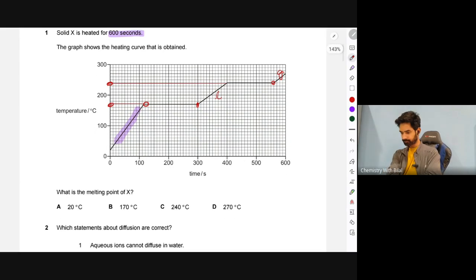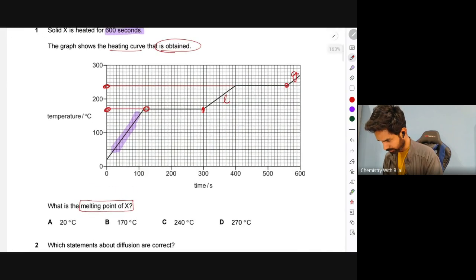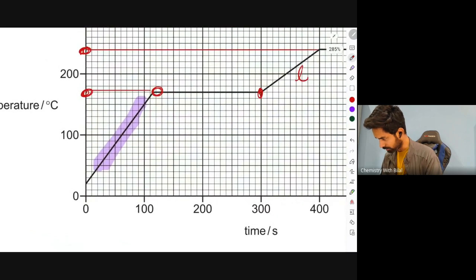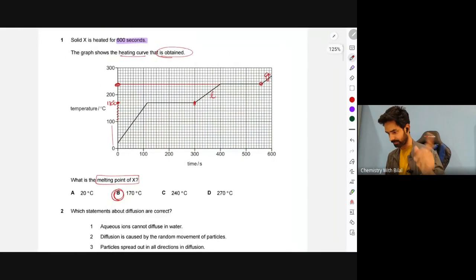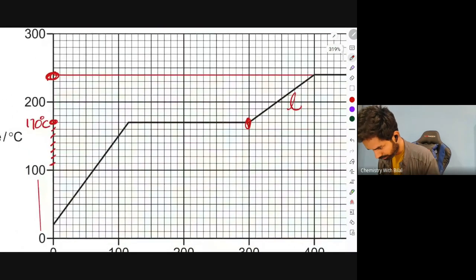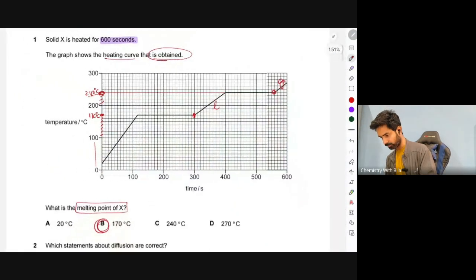So now, the graph shows the heating curve that is obtained. What is the melting point of X? Let's look at the melting point. The one box on the y-axis is nothing but 10 degrees. Since 10 boxes make 100, one box is 10. So 110, 120, 130, 140, 150, 160, and 170. So what should be the melting point? It must be 170 degrees, correct? And what is the boiling point? 210, 220, 230, 240 degrees is the boiling point.